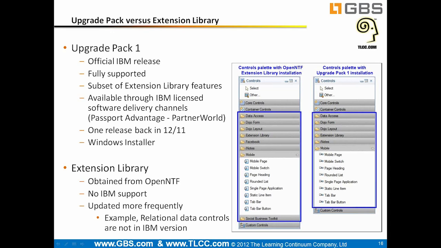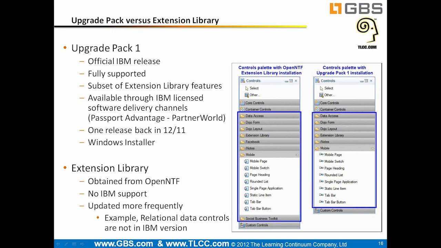Now, meanwhile, the extension library, you get that at OpenNTF. The downside is there is no IBM support. You can't open up a PMR on this. You can't call IBM technical support on issues with the extension library. But the advantage is that this has been updated several times throughout the year, and it has more capability than the Upgrade Pack 1. If you look at the little diagram we have, you see that in terms of categories of controls, there's a lot more controls like Facebook and things like that that are in the extension library that are not in the Upgrade Pack 1.